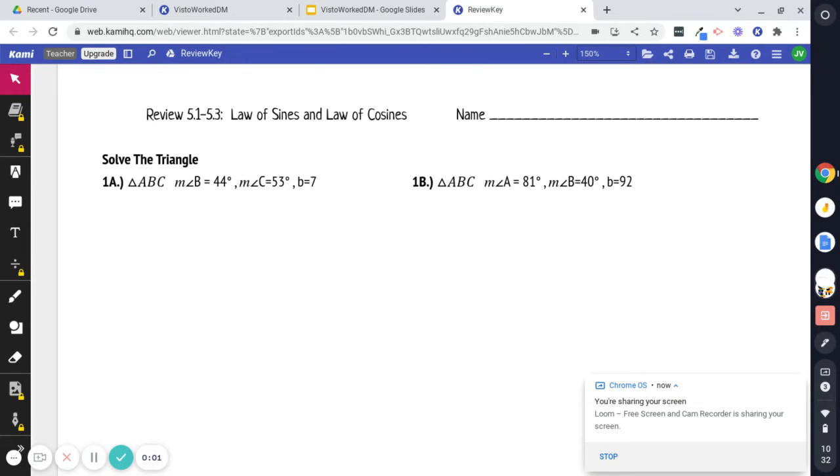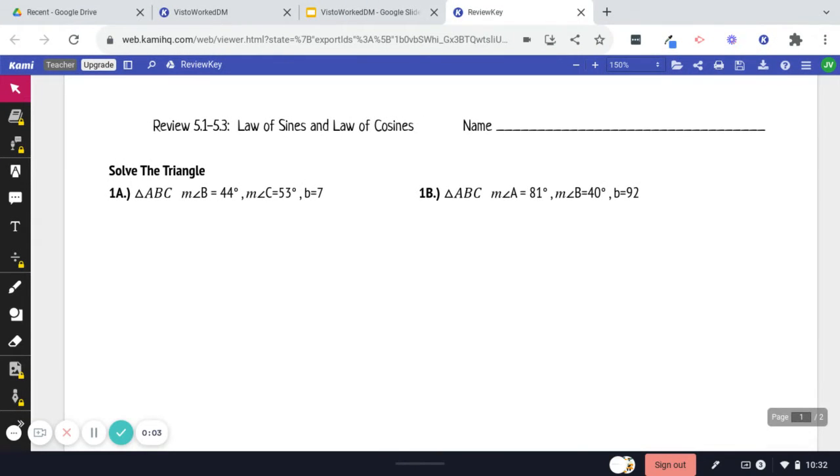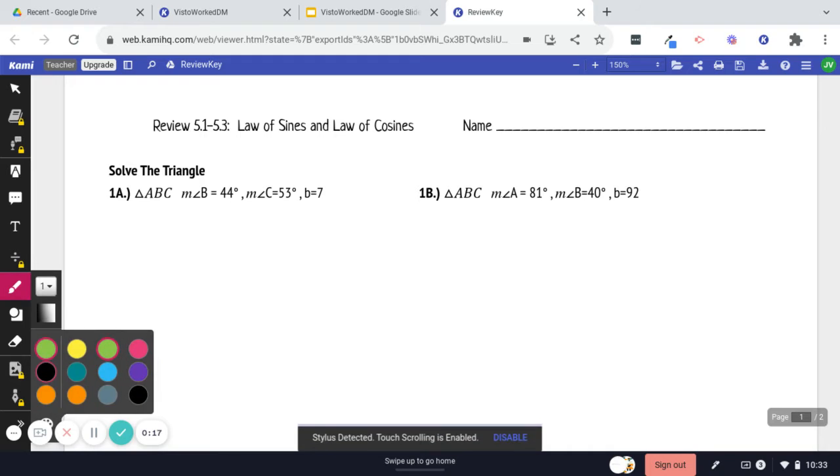Hey guys, I'm just working on the key real quick and I thought I'd record it again because I think that was helpful to some of you last time. As we're looking at this, it's just law of sines, law of cosines. It says 5-1 to 5-3. It probably shouldn't say that because we called these 5-5 and 5-6. So we'll just make that quick change.